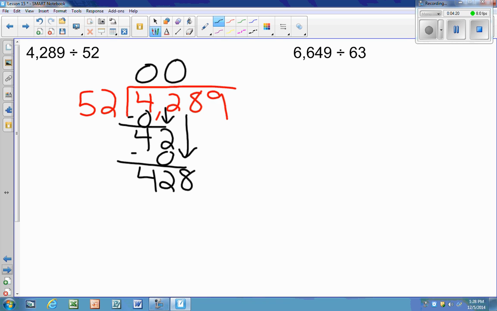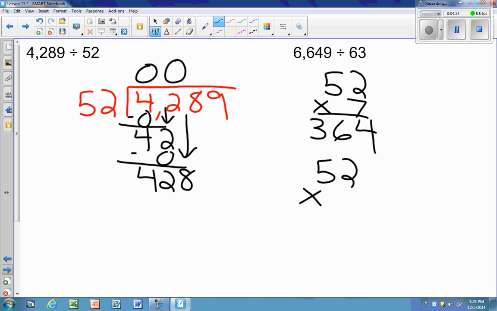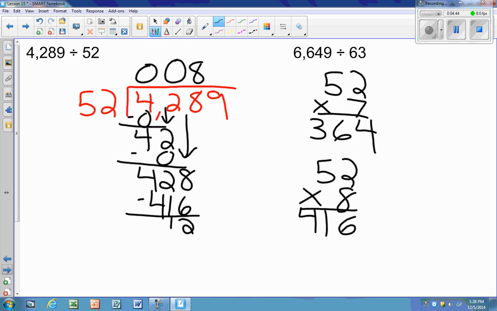If I'm confused, I can go on the side, and I think that maybe it's going to be 7, so I'm going to try that. I'm not sure if that's enough, so I'm going to now try 52 times 8. 416 seems a lot closer than 364, so I'm going to write 8 up here. I already did the multiplication. And now I bring down my next number, and I think 52 will go into 129 2 times. And I get 82 remainder 15.